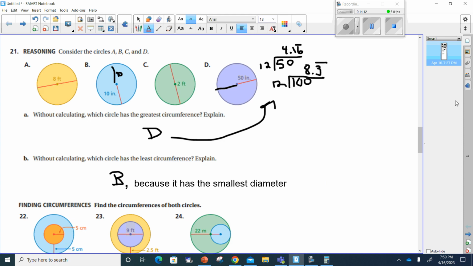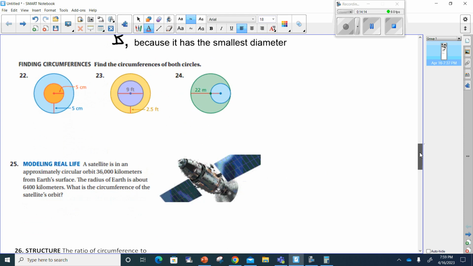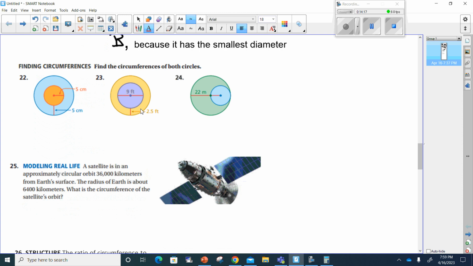All right, let's go to number 23 next. Find the circumference of both circles. This time we're looking for the circumference of both circles. I'm looking at this one first, and I know that the circle inside here has a diameter of 9. So when I use the rule that diameter times pi equals our circumference, 9 times 3.14 will give me my answer.